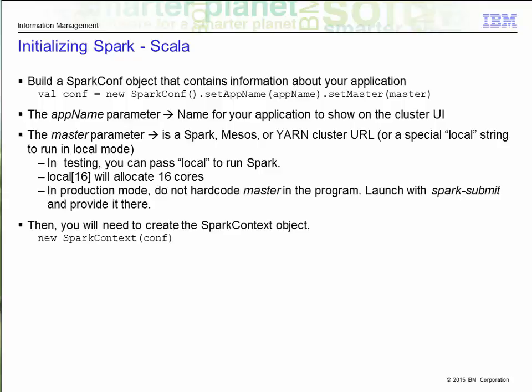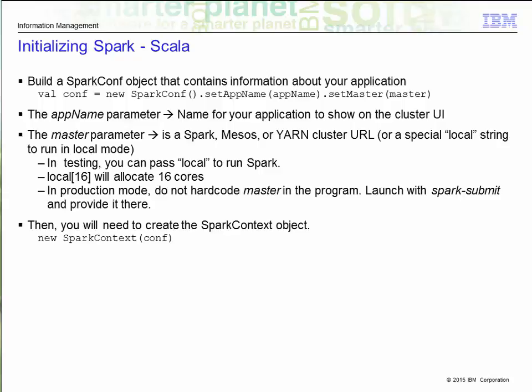The master parameter can be a standalone Spark distribution, Mesos, or a YARN cluster URL. You can also decide to use the local keyword string to run it in local mode. In fact, you can run local[16] to specify the number of cores to allocate for that particular job or Spark shell as 16.